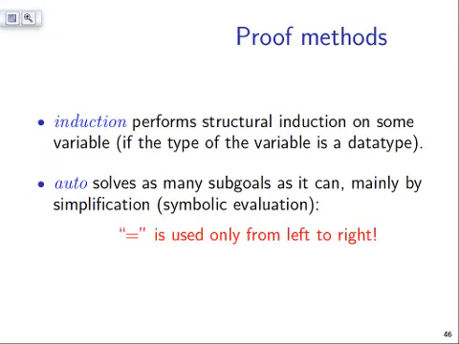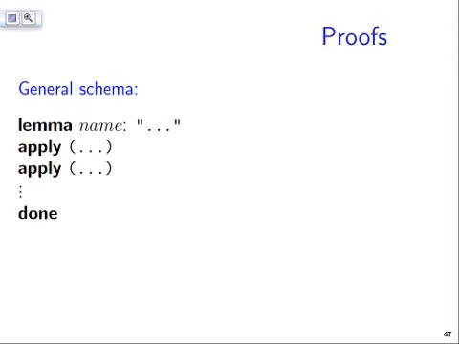Yeah, this is really important. Equality, of course, is a symmetric operation. But in order to reduce the search space, it's only used in one direction by the auto method, which makes it incomplete but fast. And the general schema of proofs so far is you state the lemma with the name and then the actual statement in double quotes, and then there's just a sequence of applies, and once you've proved it, then you explicitly put a done there to show that your proof is over.